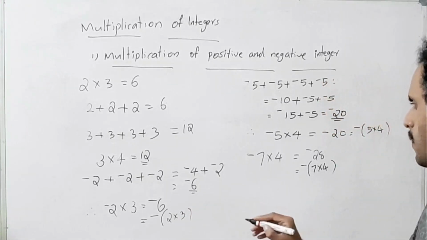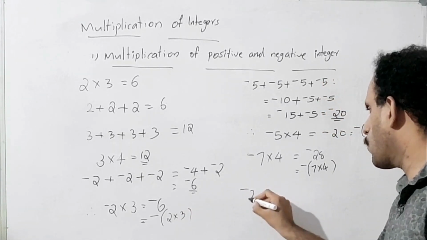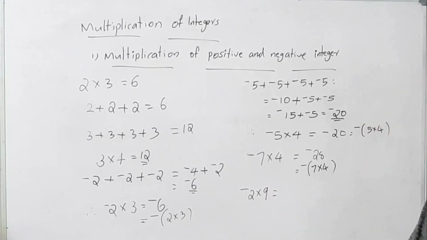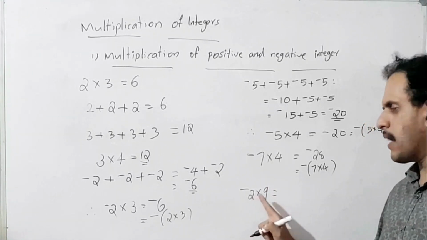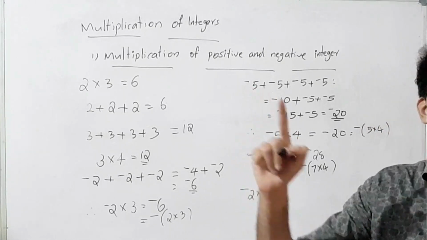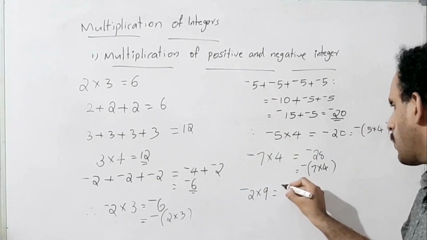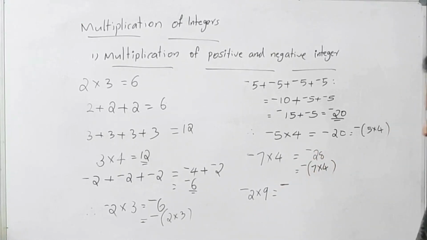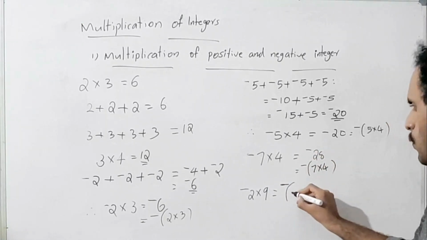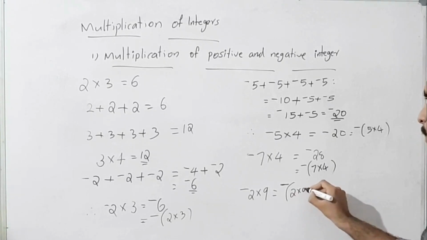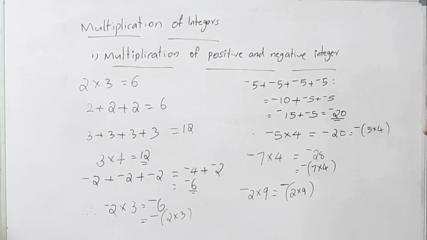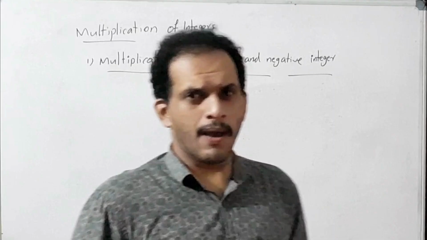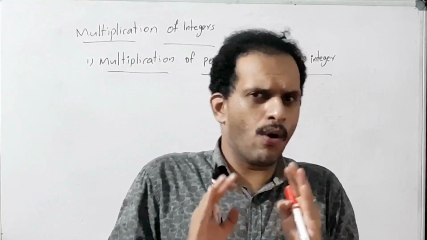How do we multiply minus 2 into 9? If we multiply one negative and one positive, we know that the answer is negative. Then we put the minus symbol, then we multiply 2 into 9. What is the answer? Minus 18. Based on the examples, I think you got the idea.